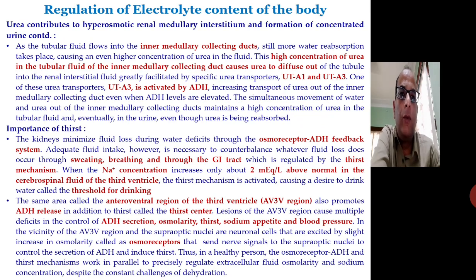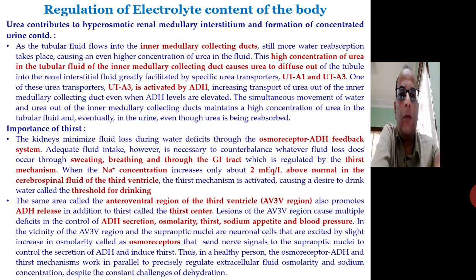As the tubular fluid flows into the inner medullary collecting duct, still more water reabsorption takes place, causing even higher concentration of urea in the fluid. This higher concentration of urea in the tubular fluid of the inner medullary collecting duct causes urea to diffuse out of the tubule into the renal interstitial fluid, greatly facilitated by urea transporters UTA1 and UTA3. One of these urea transporters, UTA3, is activated by ADH, increasing transport of urea out of the inner medullary collecting duct even when ADH levels are elevated.